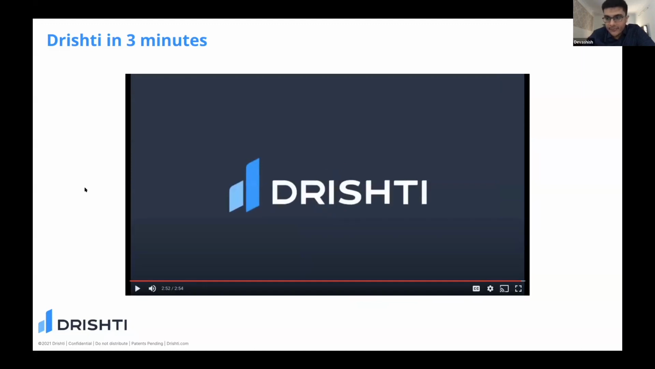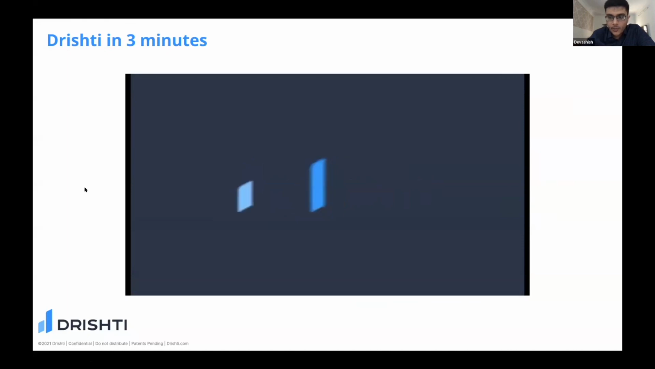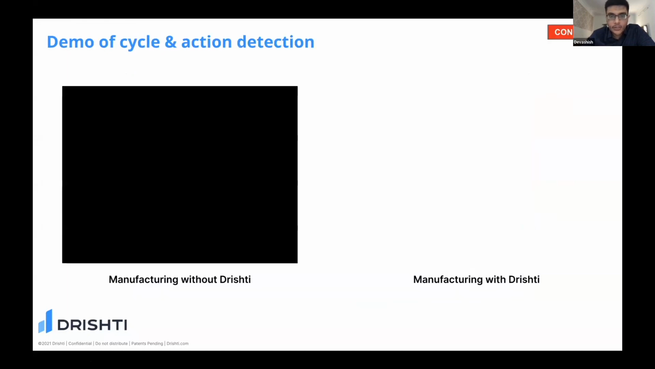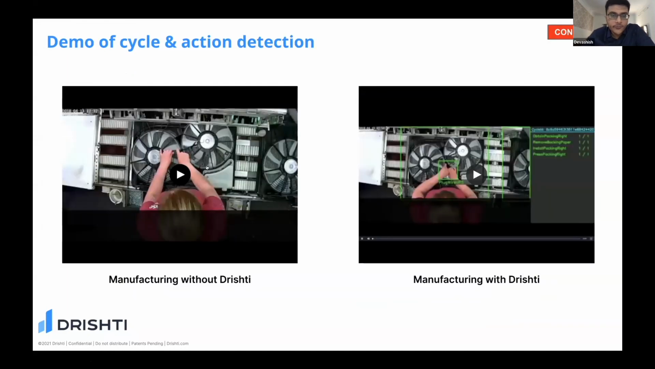So hopefully that gave an introduction of the product. Now let me walk over a real demo of the product. The core problem that we're trying to solve is cycle detection and action detection. So first let me talk about what is cycle detection. In an assembly line, a cycle is a unit of work. You have a unit which is being worked upon that comes into the station, certain actions are performed on that unit, and then that unit leaves. And this entire sequence is called a cycle. So the primary problem that we solve is cycle detection. And then of course we do action detection within those cycles.